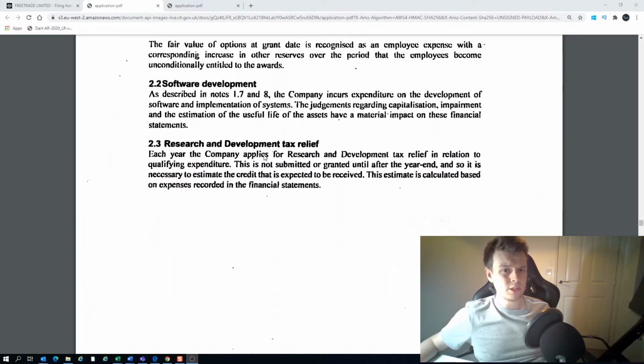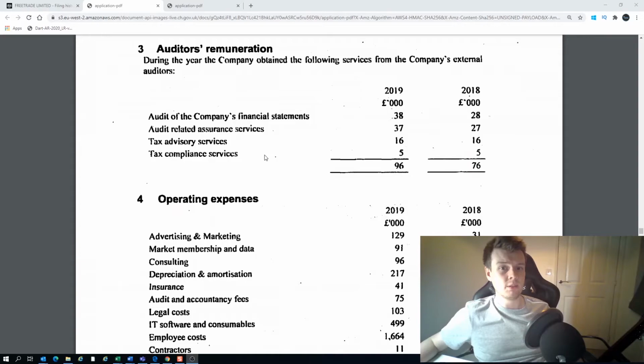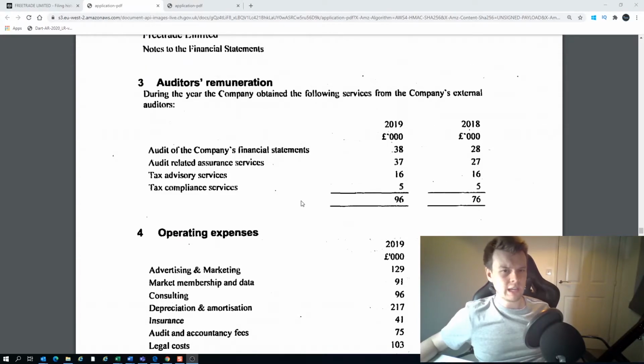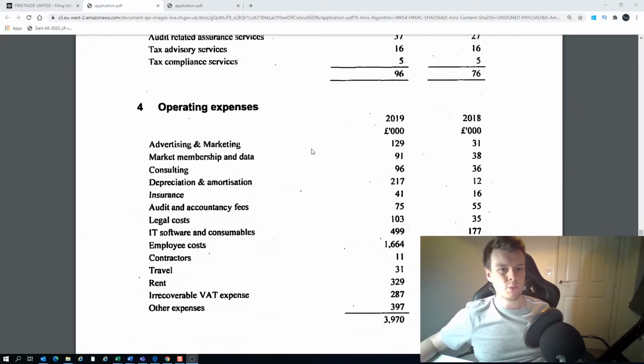So let's move on to a note that actually does mean something. Auditors' remuneration. So how much did the auditors get paid? £96,000. Yeah, that's pretty good, but for a business this size, that's probably what I'd expect. Not really much more we can talk about here.